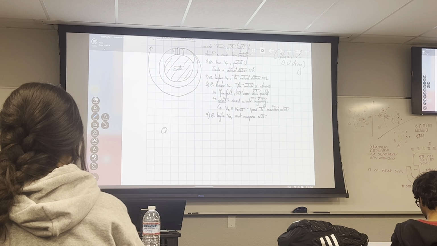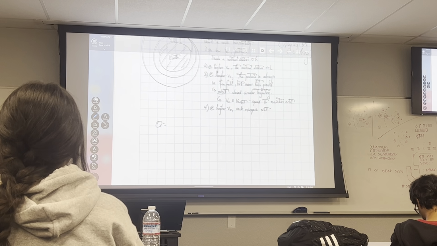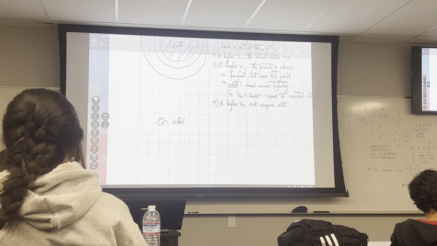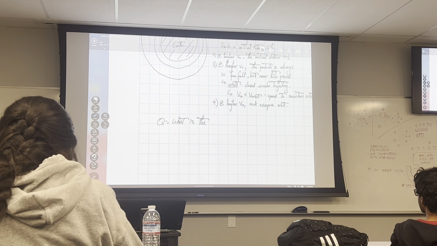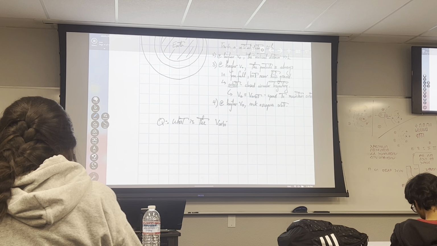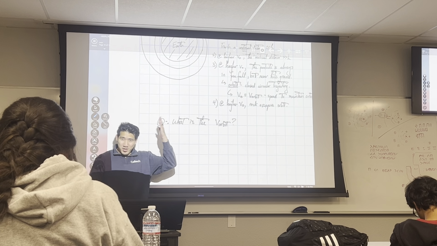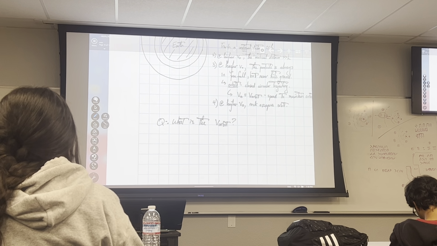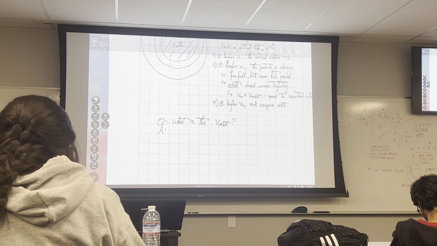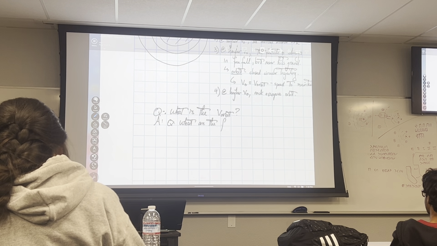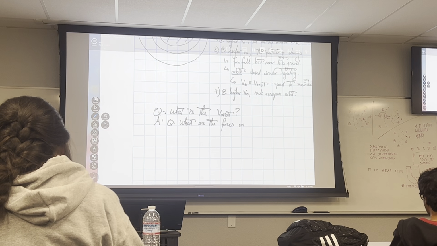Well, now this leads us to a question. What is the orbital speed? Not just in terms of a qualitative definition, but what is the number? Can we predict it? And to answer this, we ask an alternate question. What are the forces on the rock?